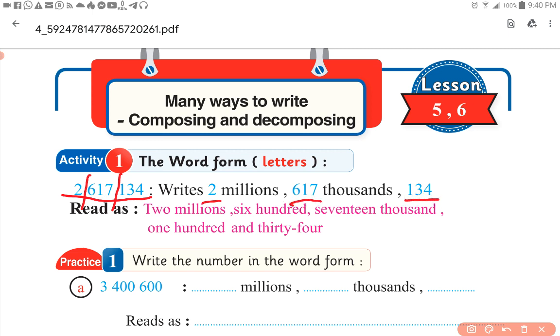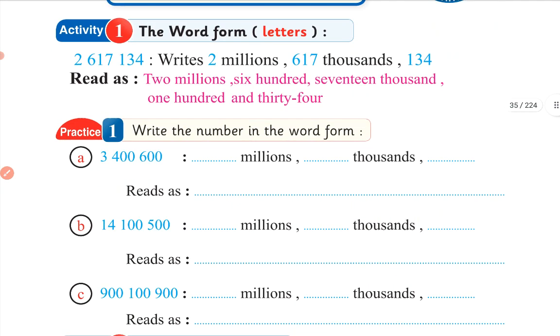2,617,134. طبعا هنكتبه بالوورد فورم. 2,617,134. دي ايه؟ in word form. هنا write the number in the word form. في سؤال عندي اهو بيقول لي write the number in the word form، هنحله مع بعض. شوف الفيرست نمبر.